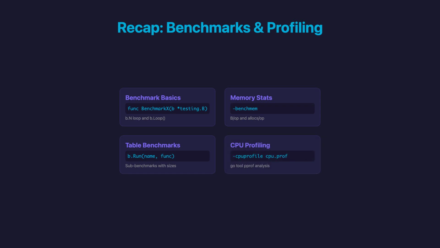Let us recap benchmarks and profiling in Go. Benchmark functions start with Benchmark and use b.N or b.Loop for the test loop. The benchmem flag shows memory allocations per operation. Table-driven benchmarks with b.Run let you compare across input sizes. CPU profiling with cpuprofile and go tool pprof reveals performance bottlenecks.